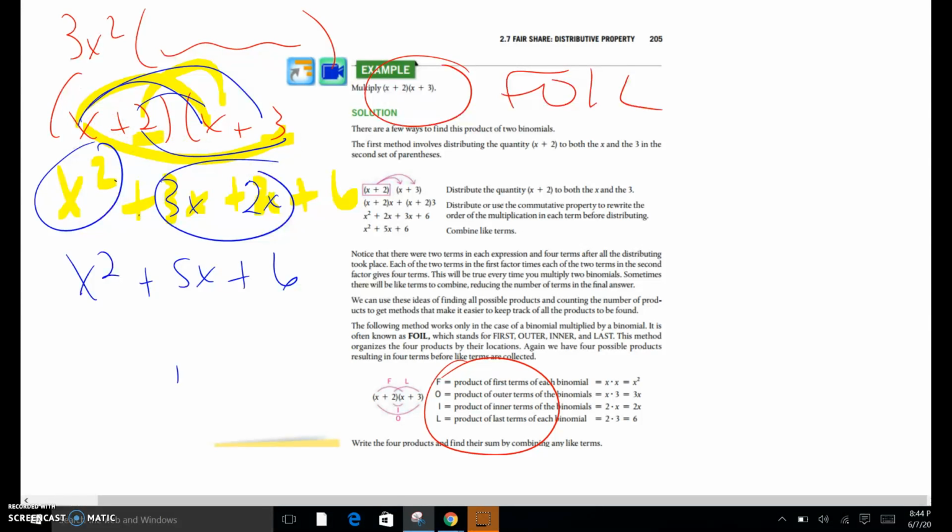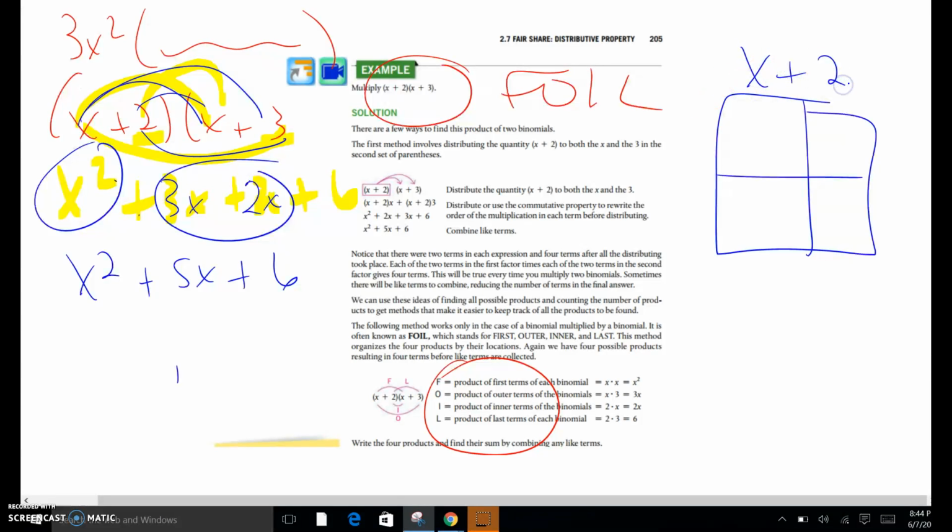All right, but there's some other methods that work all the time, which I like a little bit better. So one is the box method. So you have, what do you have? You have x plus 2 and x plus 3. And the box really helps you organize. So x times x, powers change when you multiply. 2 times x, 2x. 3 and x make 3x, and 2 times 3 is 6. And then when you collect like terms, they don't.